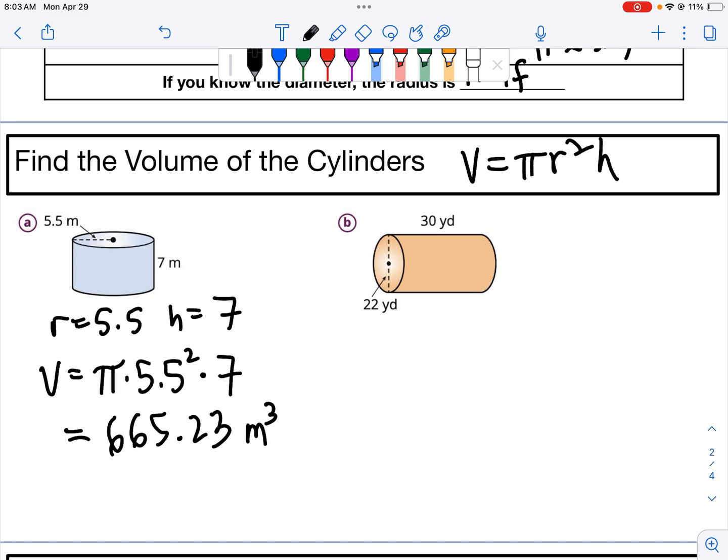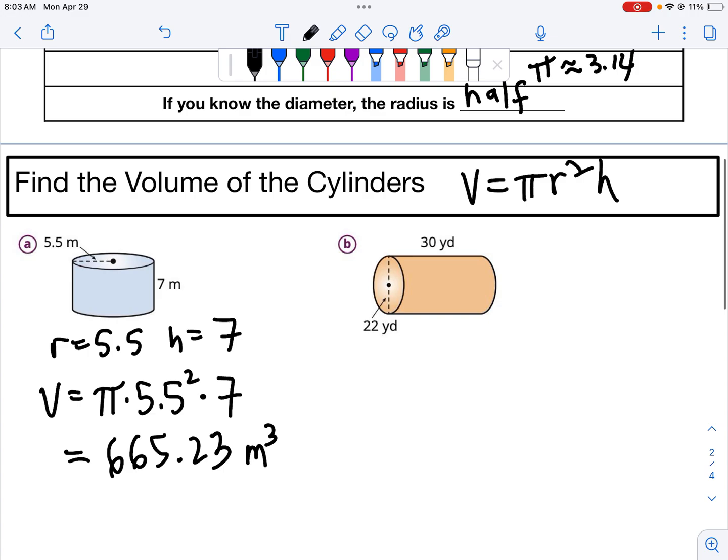All right, so let's go ahead and look at B. B is a cylinder on its side, okay? Doesn't matter if it's on its side. Height is the distance between the bases.